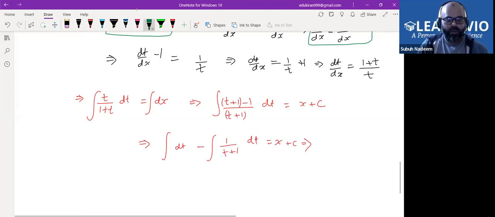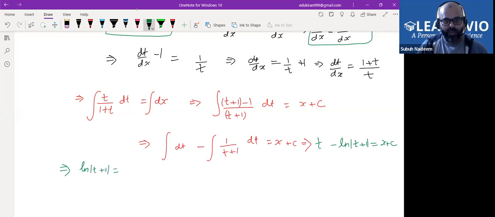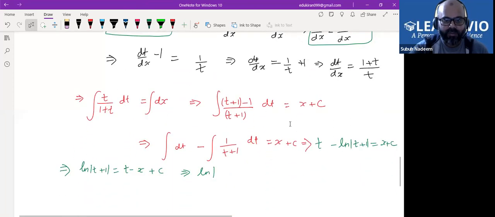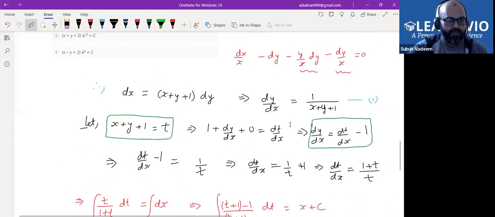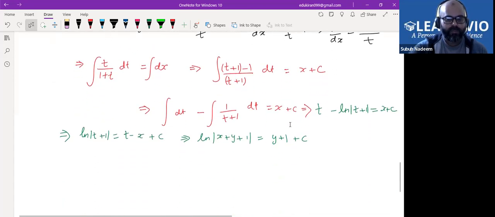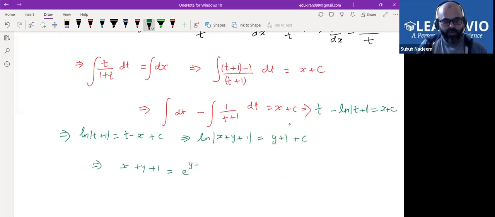Now integral of dt is t. Integral of 1 by t plus 1 is log of mod of t plus 1, is equal to x plus c. So what we are getting is log of mod of t plus 1 is equal to t minus x plus c. Here t we are taking as x plus y plus 1. So this will be x plus y plus 1 is equal to, this will become y plus 1 because x will get cancelled, plus c. So the final result, if you remove log, will become x plus y plus 1 is equal to e to the power y plus 1 plus c.